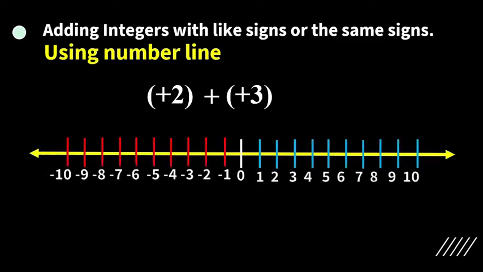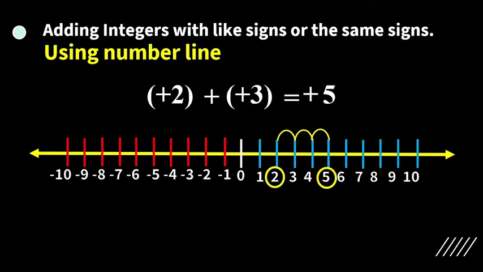Let's look for positive 2 in the number line. There. Since we all know that all numbers in the number line going to the right side of 0 are positive integers and we are adding positive 3, therefore, we will be moving 3 units going to the right side of positive 2. So we get positive 5. Therefore, positive 2 plus positive 3 is equal to 5 or positive 5.